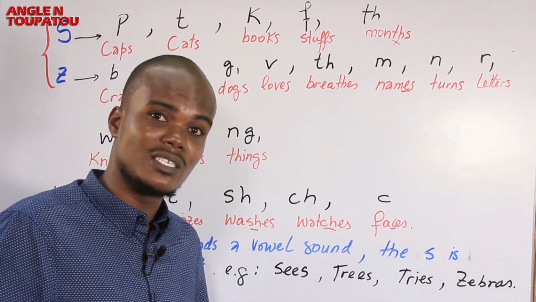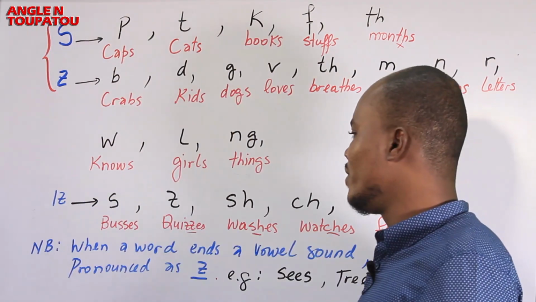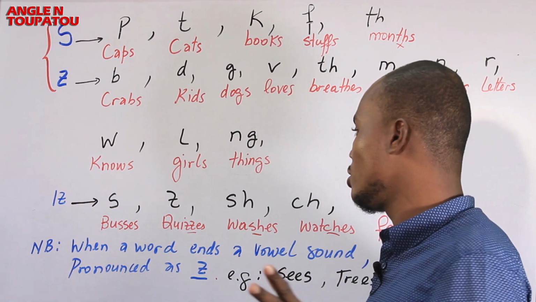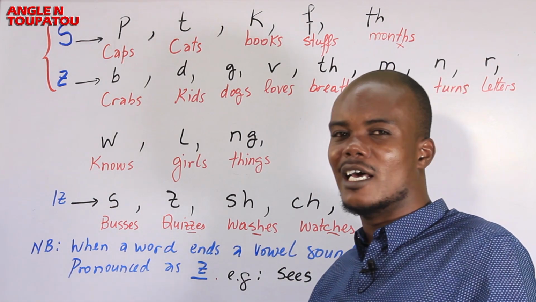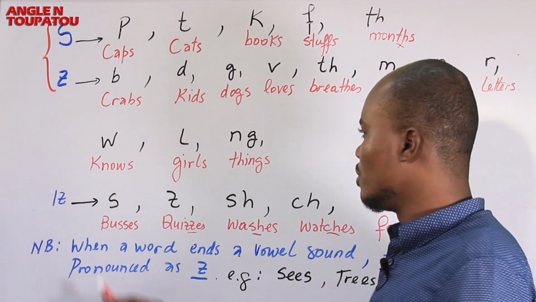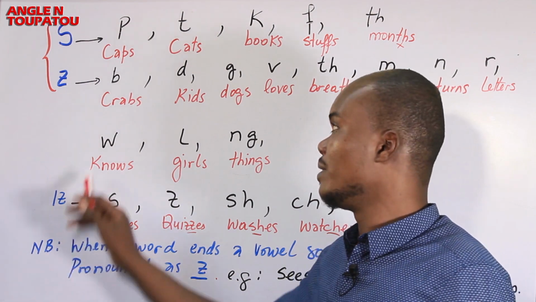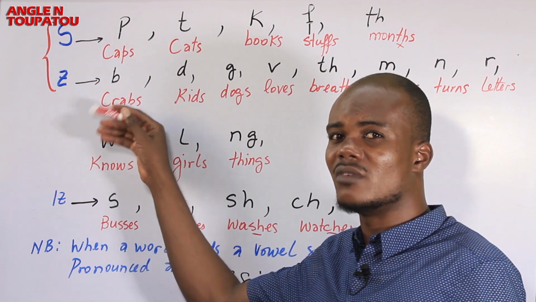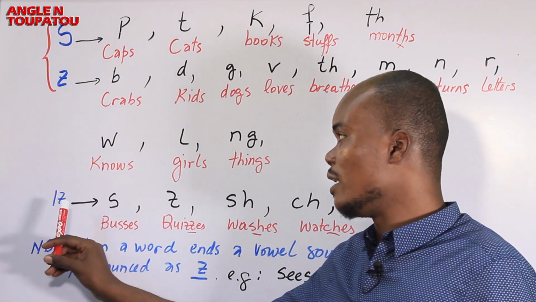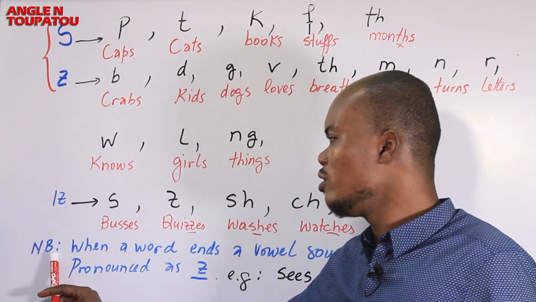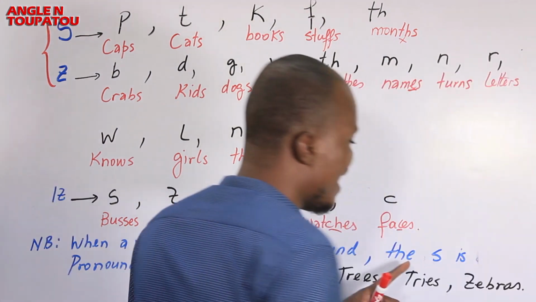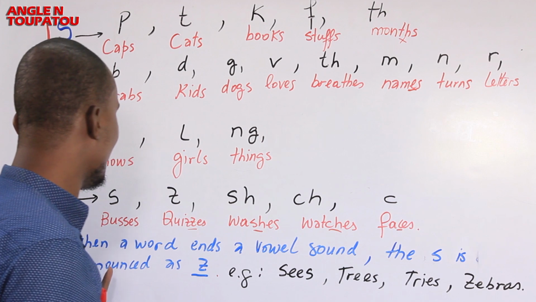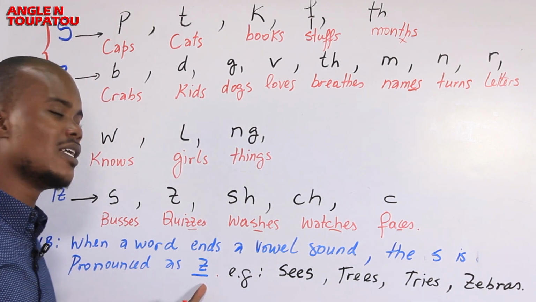And to finish, let me tell you guys, to help you understand clearly, I'm talking about is now, because I'm done with both of them, you see. When a word ends with a vowel sound, the S is pronounced as Z.